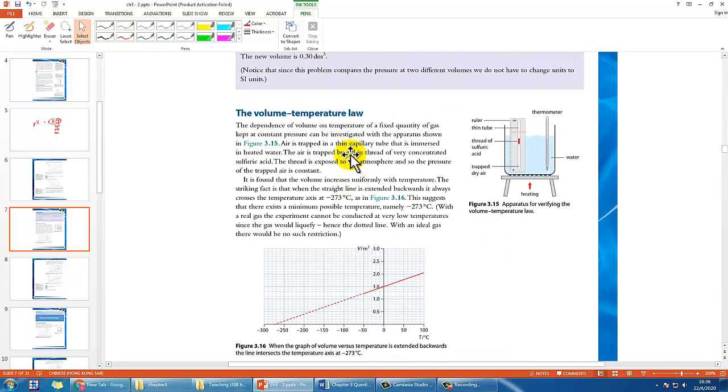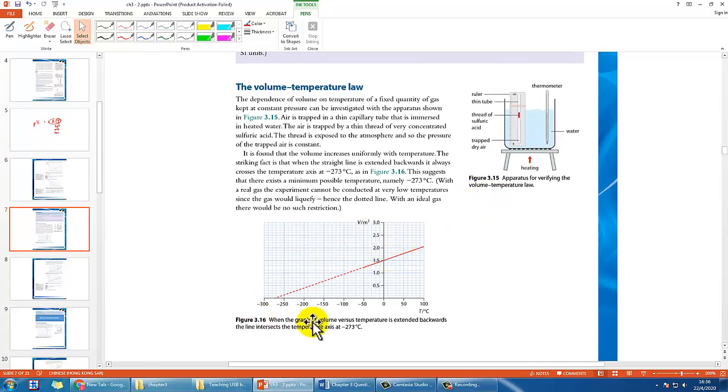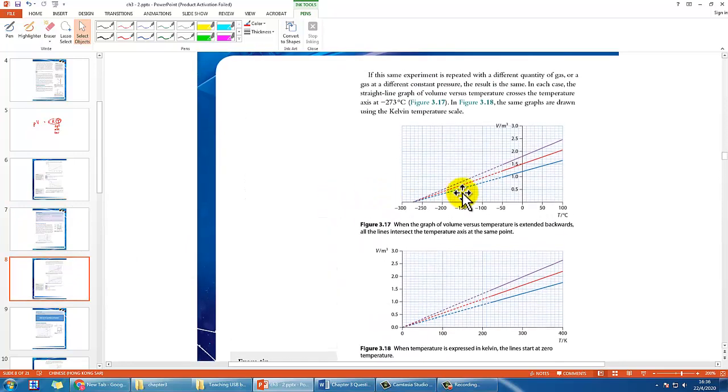For the volume temperature law, again, the setup could be like this, and so the volume may change according to the temperature. And for the graph, this is something similar to what we did, and this is exactly the same as what we did as well. Once again, the reason why scientists could predict the absolute zero value as negative 273 was because they did the experiment and found some data points right around here.